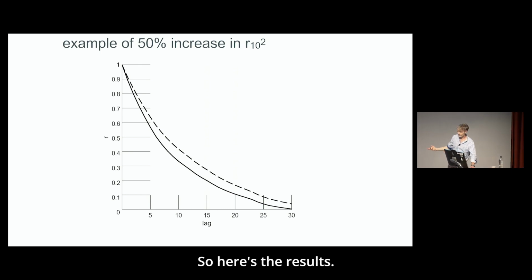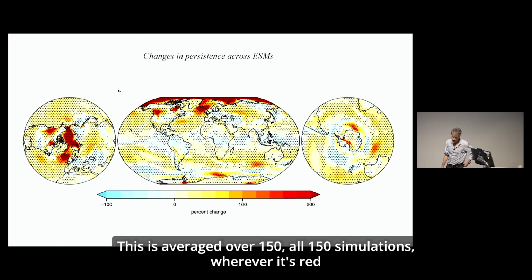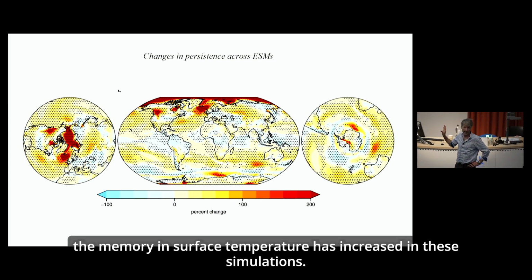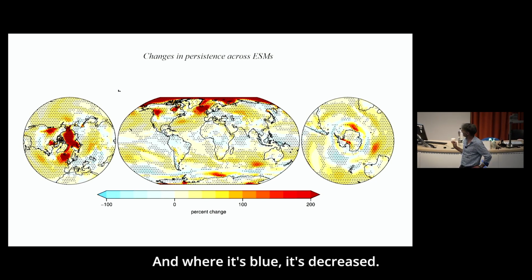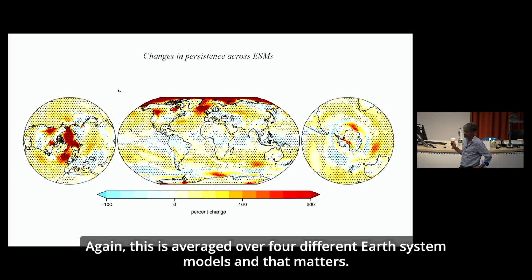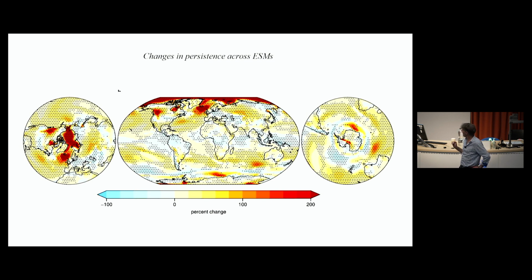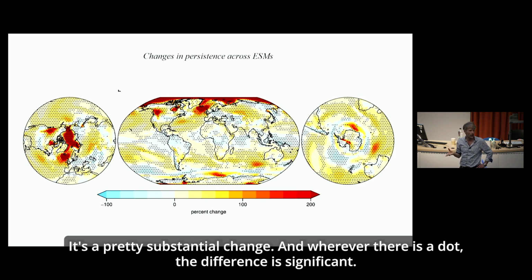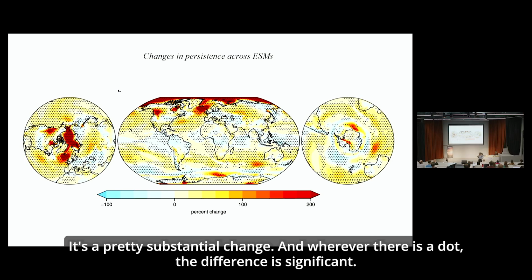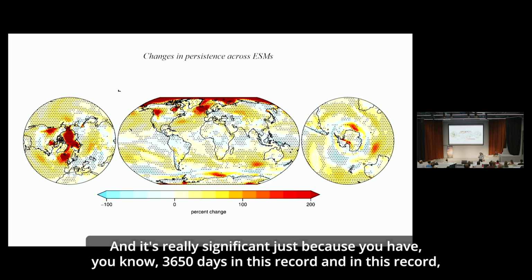So here's the results. This is averaged over all 150 simulations. Wherever it's red, the memory in surface temperature has increased in these simulations, and where it's blue, it's decreased. Again, this is averaged over 4 different Earth system models, and that matters. And again, wherever you see 50% in this plot, that's kind of like what the previous figure showed. It's a pretty substantial change. And wherever there's a dot, the difference is significant, and it's really significant.